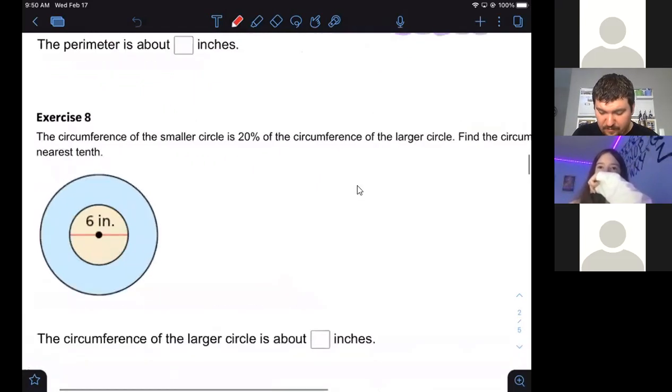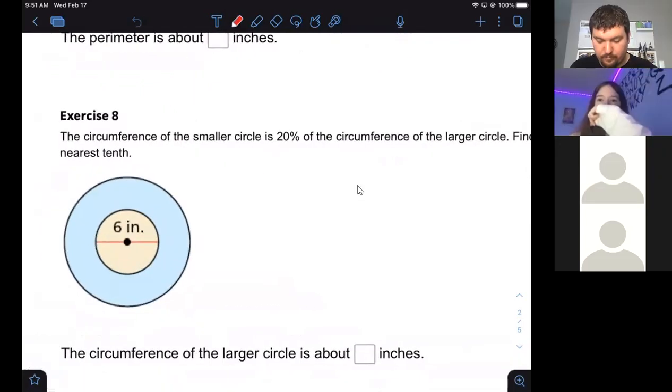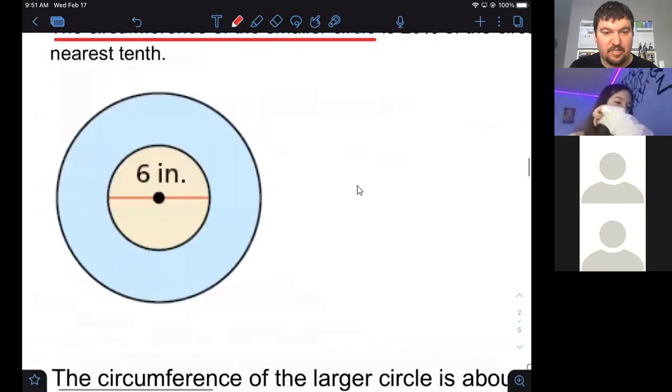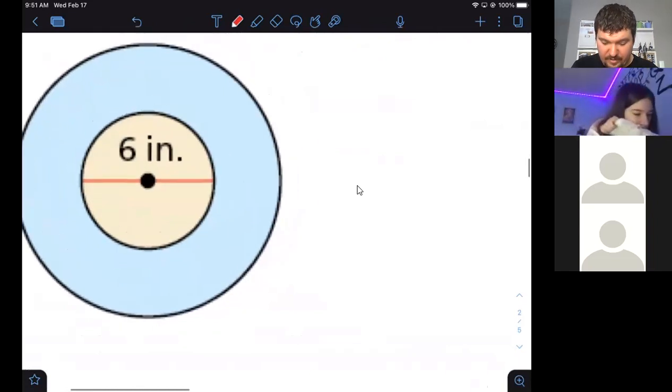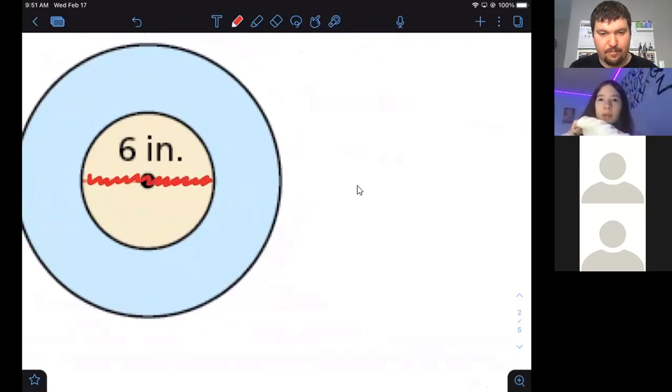So the circumference of the smaller circle. I don't know what that is, but I can find it, because they give us the dimensions of the smaller circle. Is this 6 inches the radius or diameter? Diameter, okay. That's what I want, right?